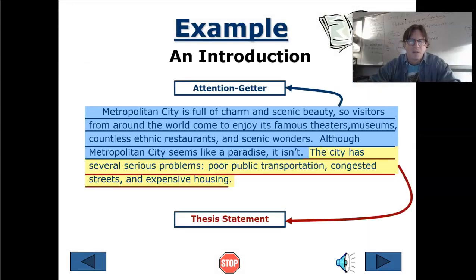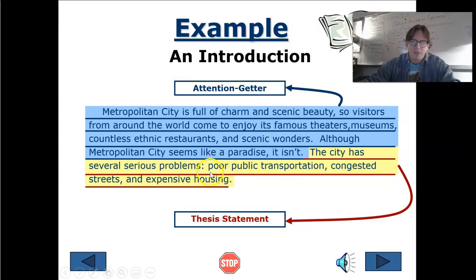So this is an example. It's kind of a short example. I would want yours to be longer. Metropolitan city is full of charm and scenic beauty. So visitors from around the world can come to enjoy its famous theaters, museums, countless ethnic restaurants, and scenic wonders. Although metropolitan city seems like a paradise, it isn't. Here's the thesis, which is what the essay is actually about. The city has several serious problems: poor public transportation, congested streets, and expensive housing. Those 3 things are what the body paragraphs would be about.